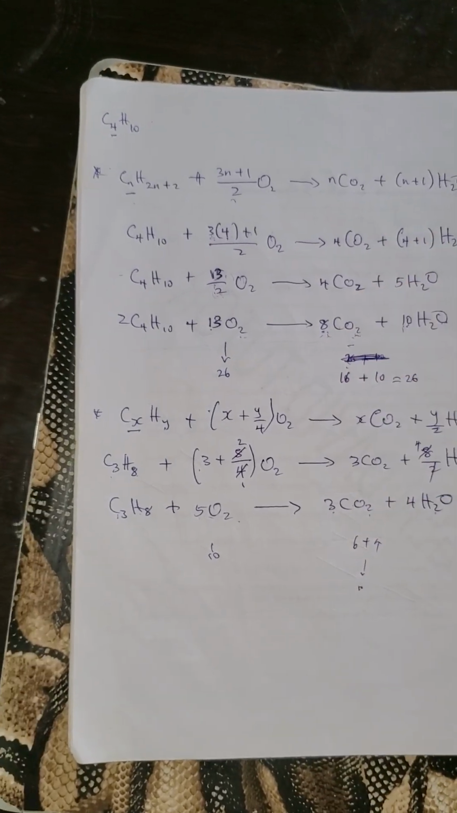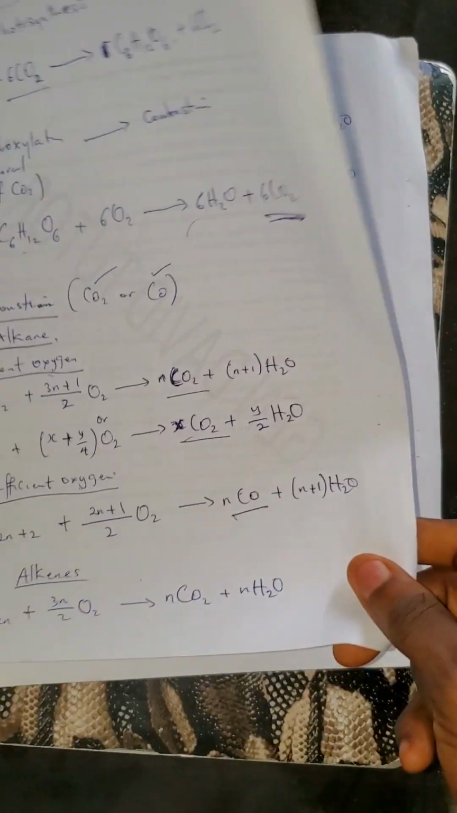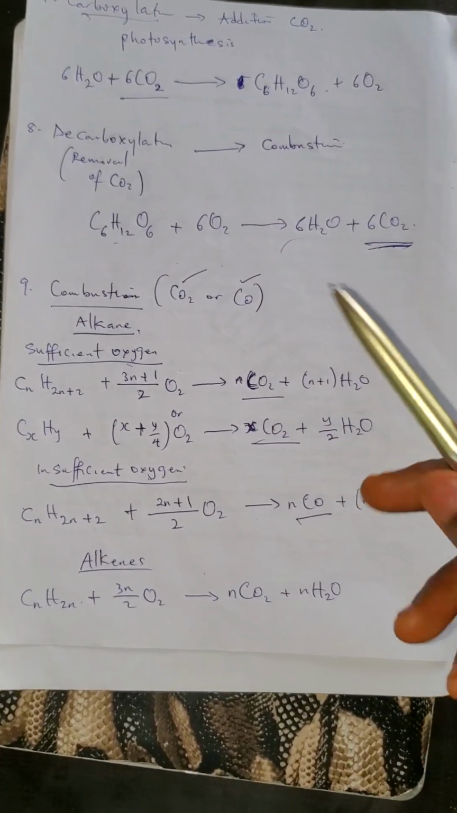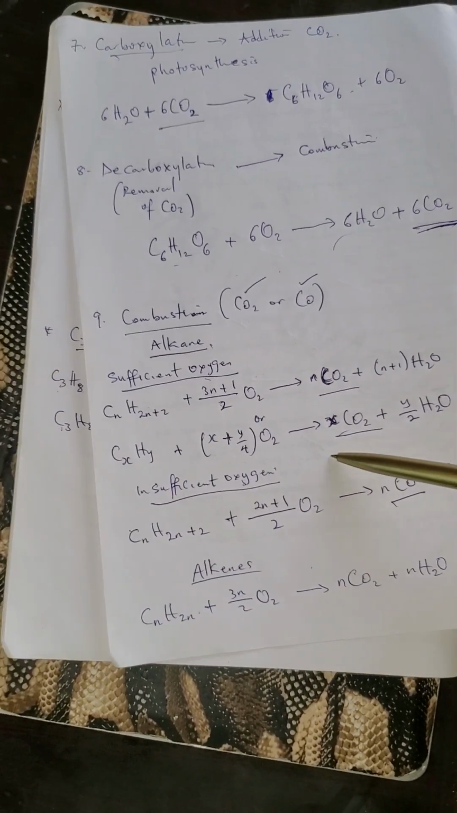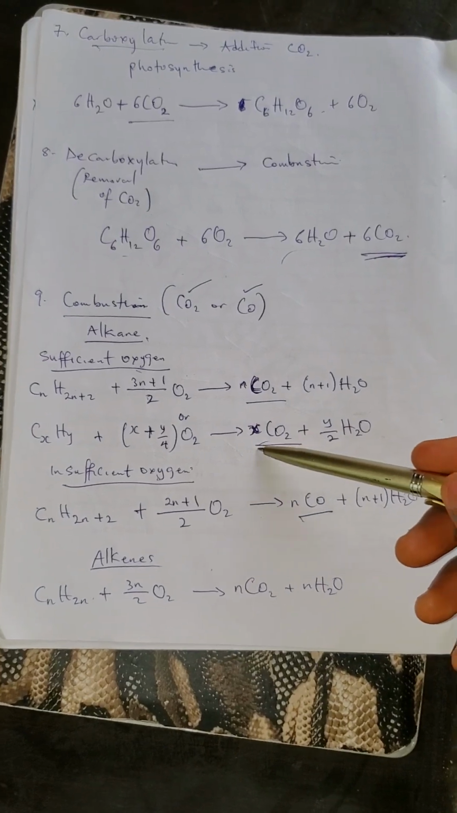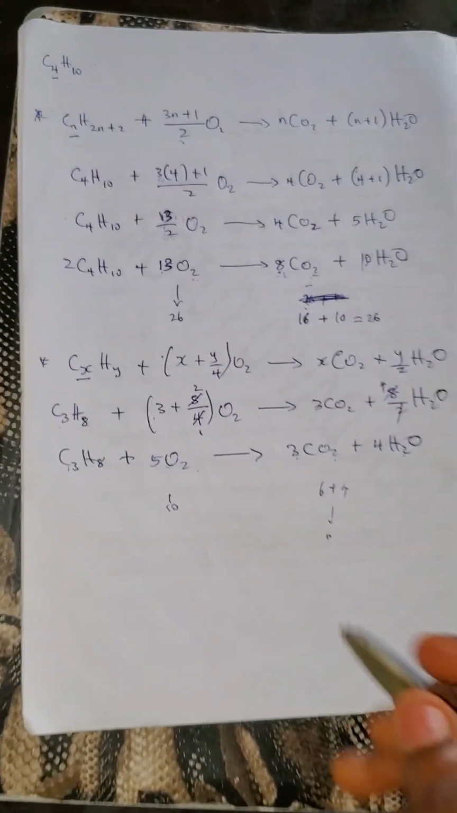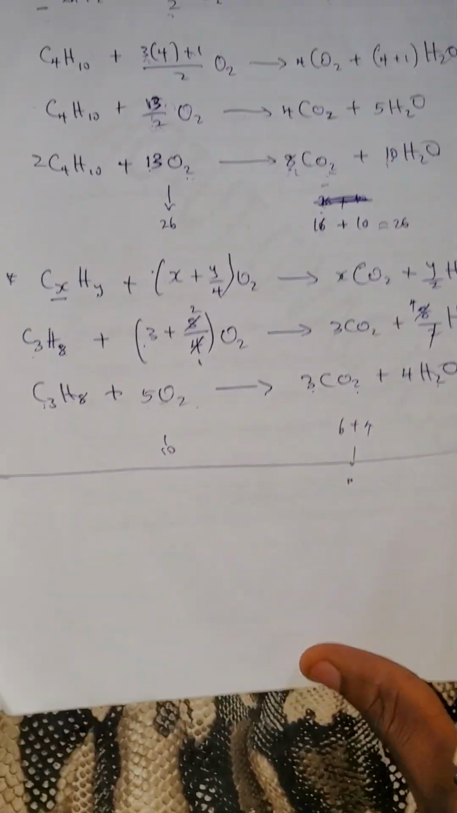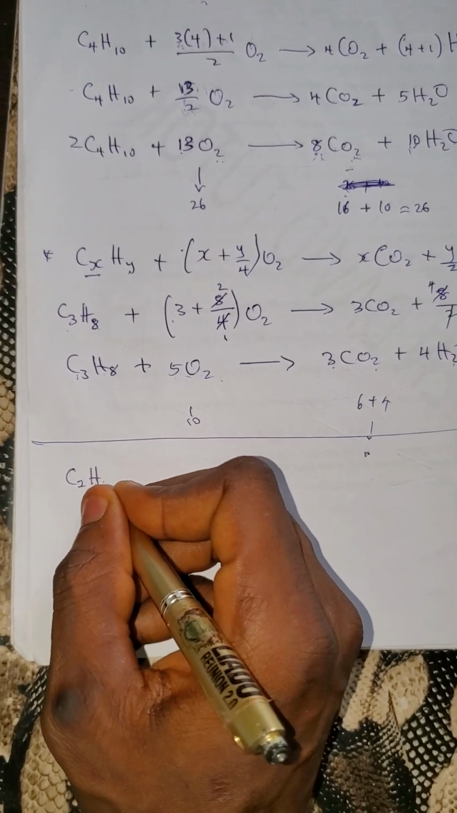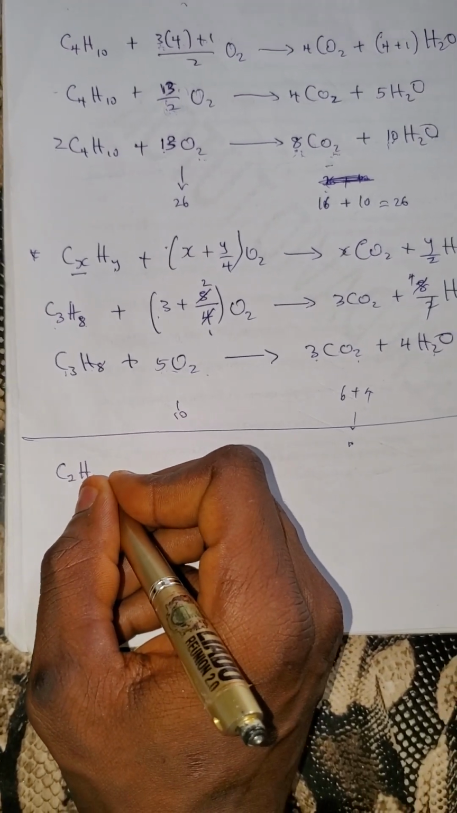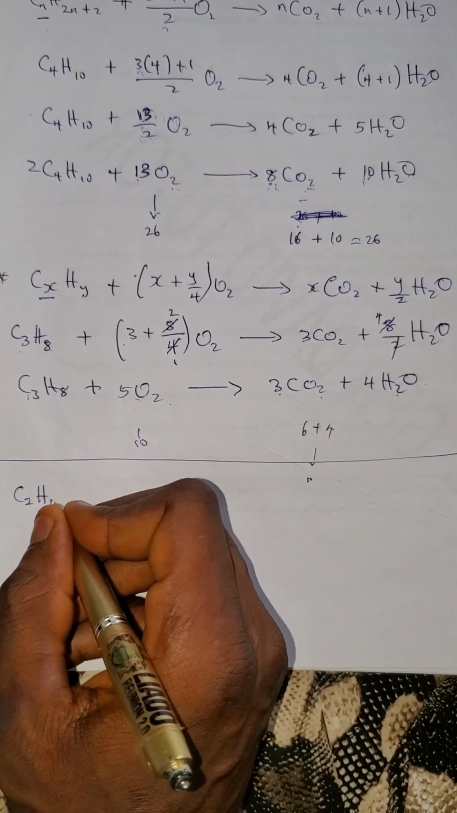Now you can do it for insufficient oxygen, as I gave you the formula. Don't forget, as I said, that this is for sufficient and this is for what? Insufficient oxygen for alkanes. Now let me give you one under alkane so that we can end it here. Let's say you have C2H. The alkane is CnH2n. So that will be C2, that's 2 times 2, that's 4.